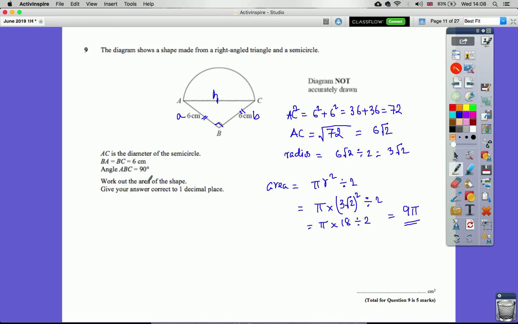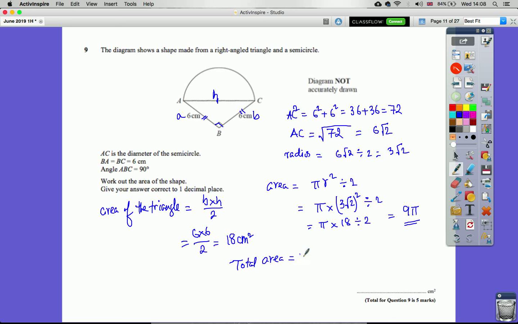Now, we need to find out the area of the triangle. The area of the triangle is base times height divided by 2. Here, base and height both are 6. So, I'll do 6 times 6 divided by 2, which is 6 times 6 is 36 divided by 2 is 18 centimeters squared.